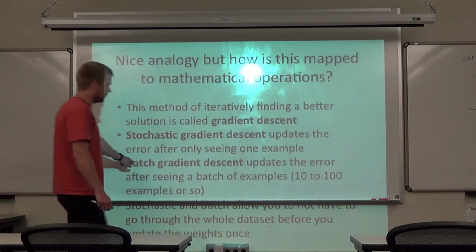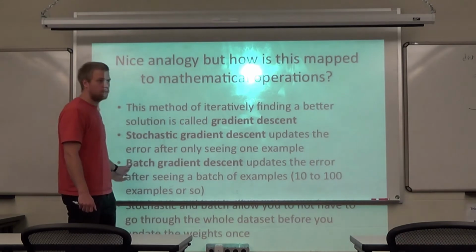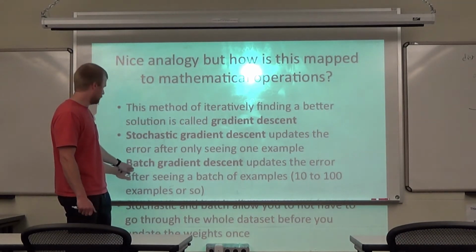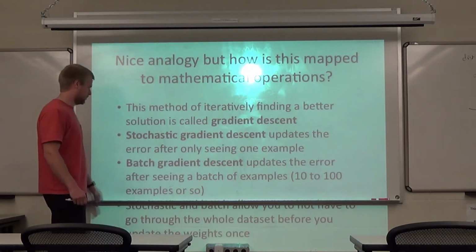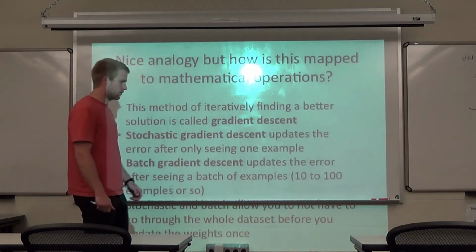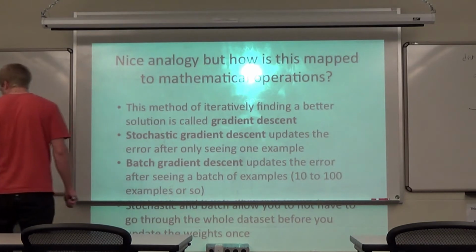This is something you have to know about for the homework. In the homework, you use batch gradient descent when you're computing the learning rule for the restricted Boltzmann machine.